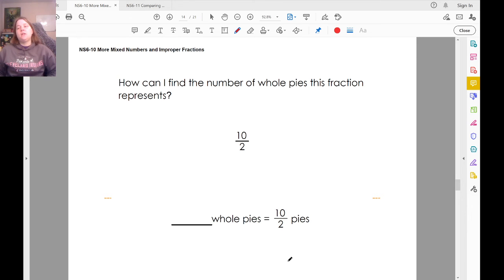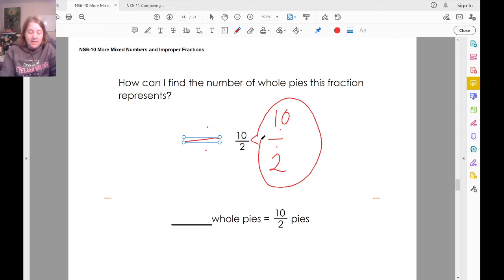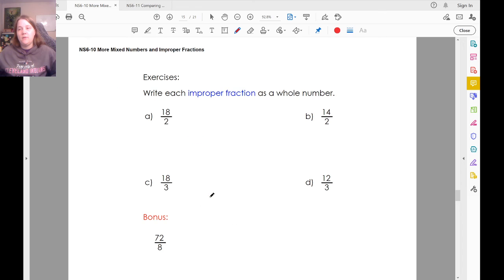How can I find the number of whole pies this fraction represents? What do I do here? This is where I was talking about how the division sign is basically a fraction, and you're going to go ahead and divide down. So 10 divided by 2, that's really what this is saying. 10 split into 2s. 10, not 16. 10 divided by 2 is 5. So 10 halves is the same as saying 5. Go ahead and give these improper fractions a shot, and we'll talk about it when you come back.